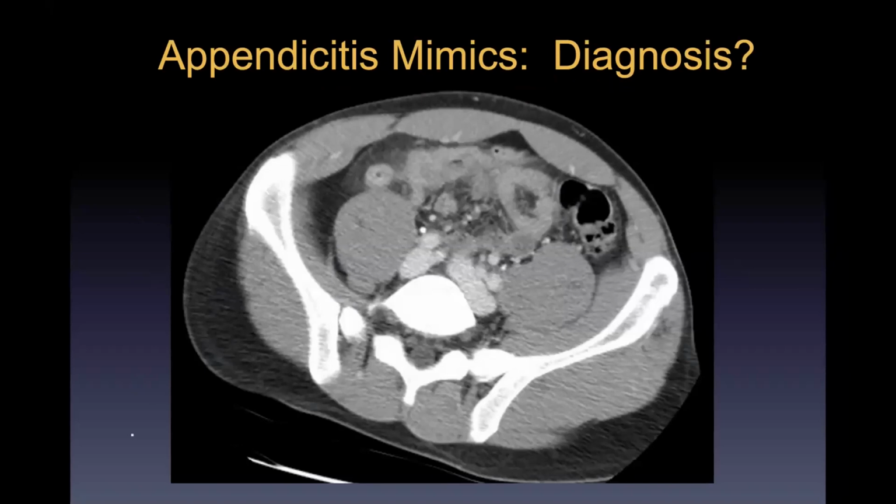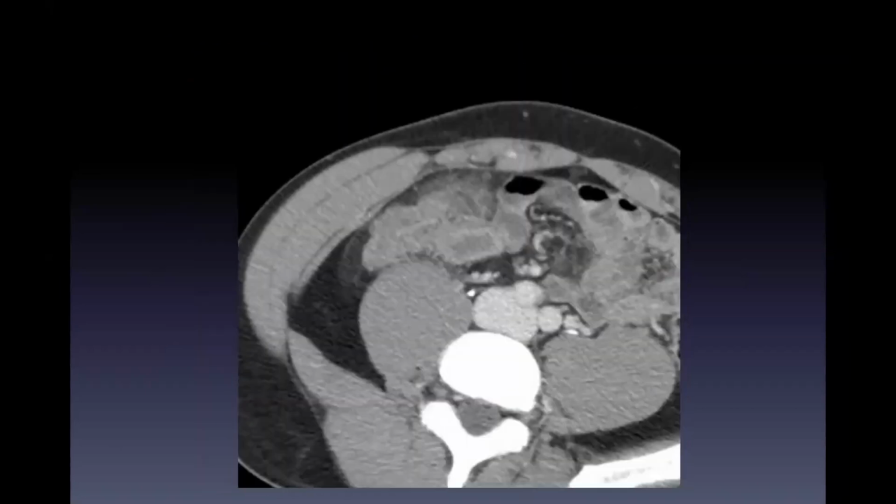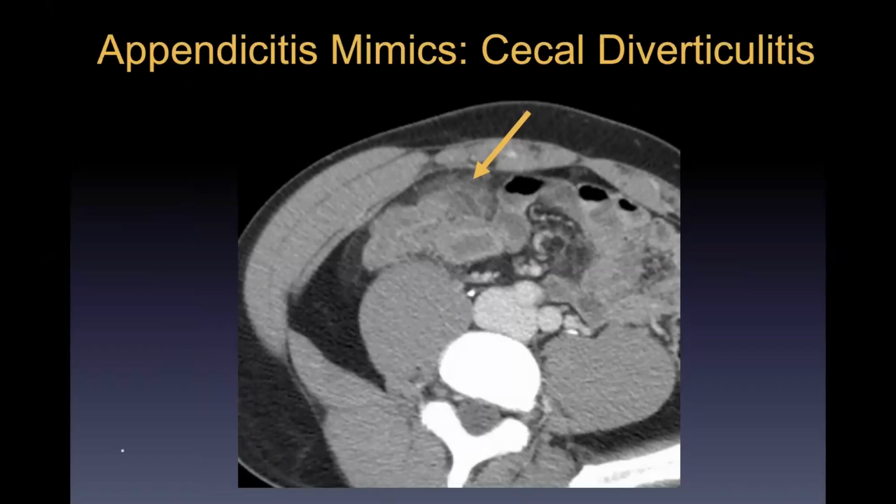So first, let's address the mimics. I'm going to mag up on the appendix here. Big appendix, looks kind of thick-walled, there's stranding right around it. Certainly looks like it could be appendicitis. But in this case, there was actually more inflammation centered here, right anterior to the ileocecal junction. This actually turned out to be a case of cecal diverticulitis at surgery, because the surgeons were so convinced it was appendicitis.